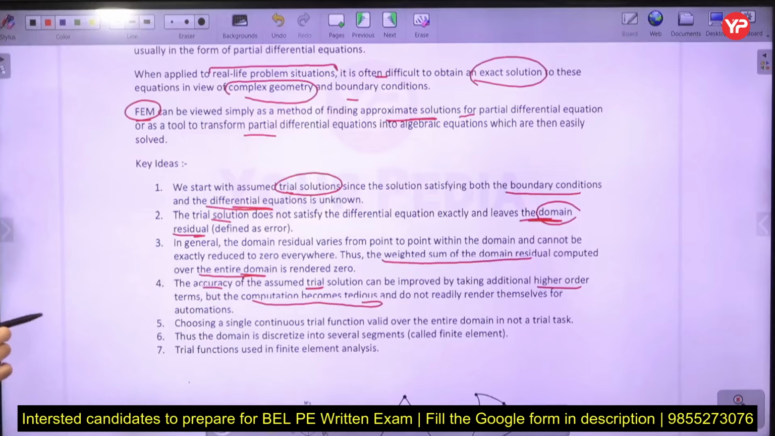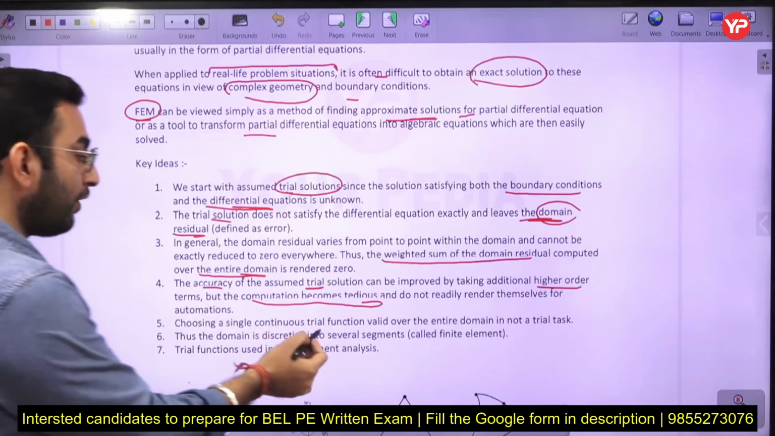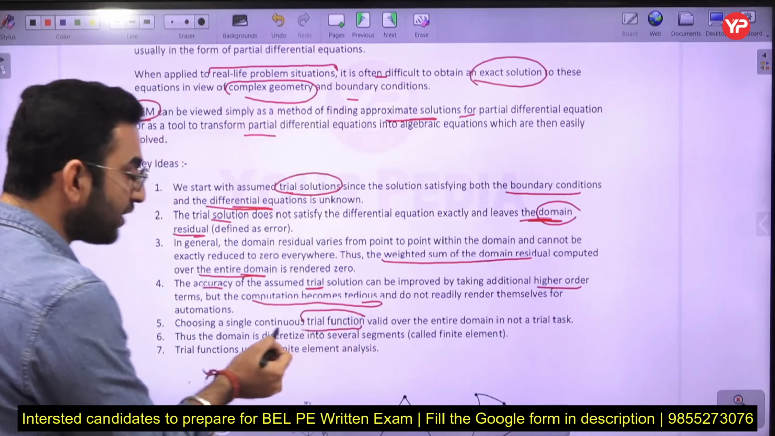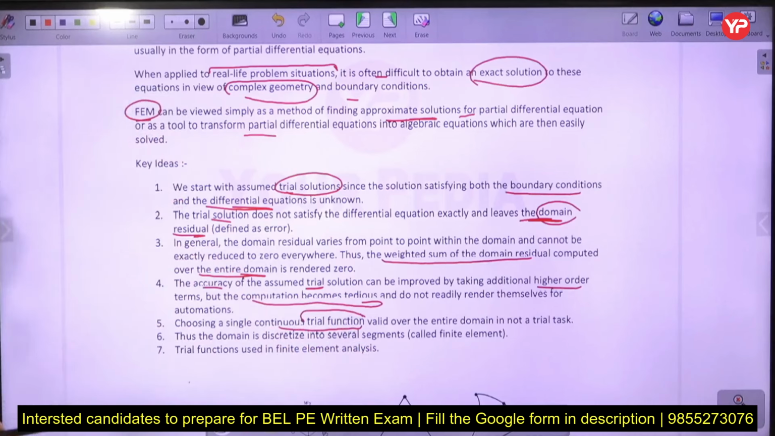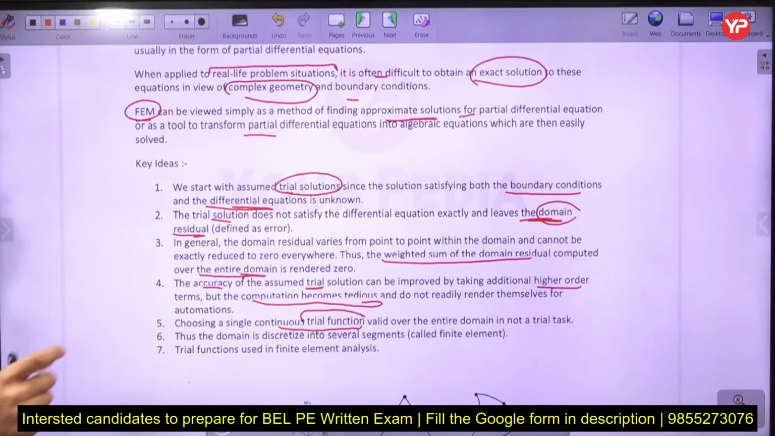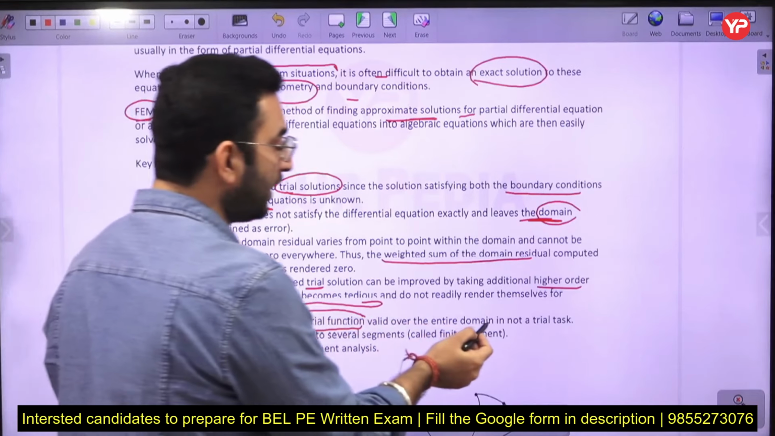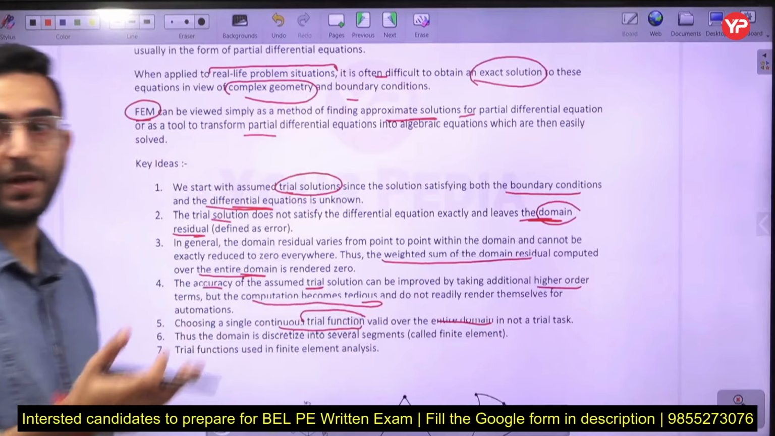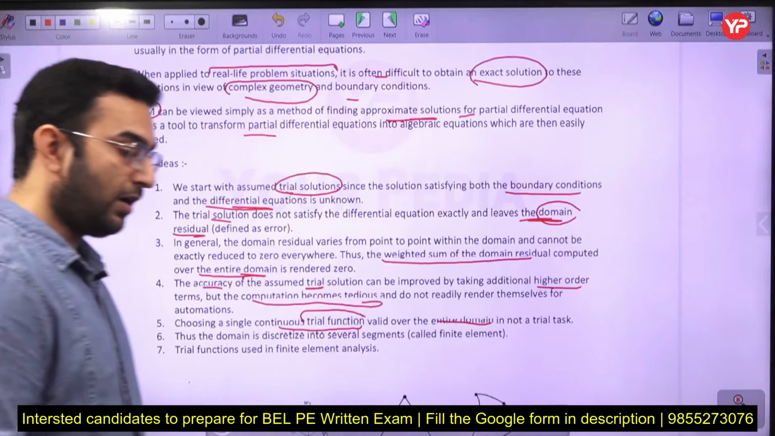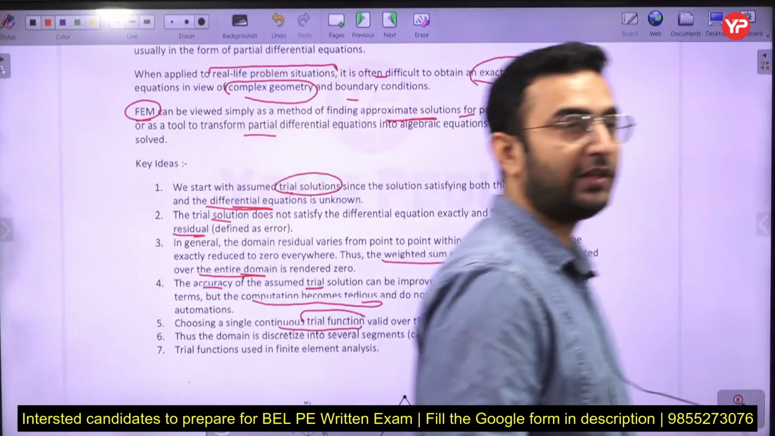Another problem is that defining a continuous trial function is a very difficult task, because we have to ensure that this trial function is continuous and valid over the entire domain. There may be a chance it is not entirely valid. Now, what are we doing in this FEM?